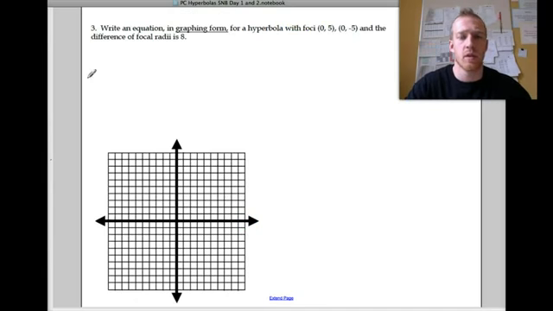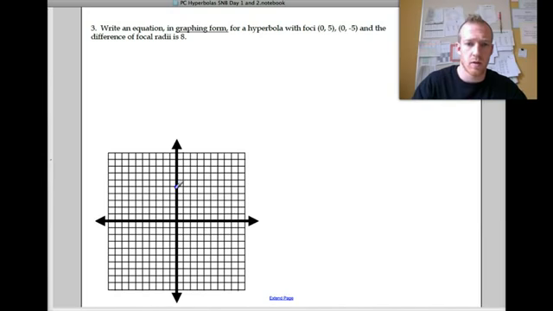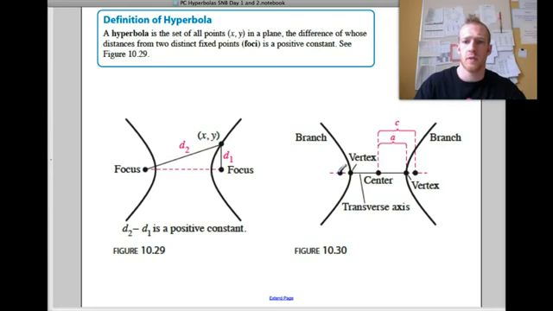Now, this is the doozy. Write each equation in graphing form for the hyperbola. Alright, so here are our foci. They're vertical, my bad. So it's at 0, 5, and 0, negative 5. Those are the foci, so the vertices are somewhere in between those. So if we look at this picture here, these are the foci. That distance is c, this distance is a.